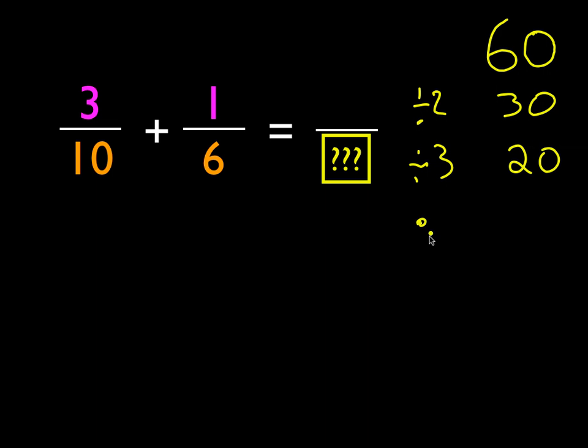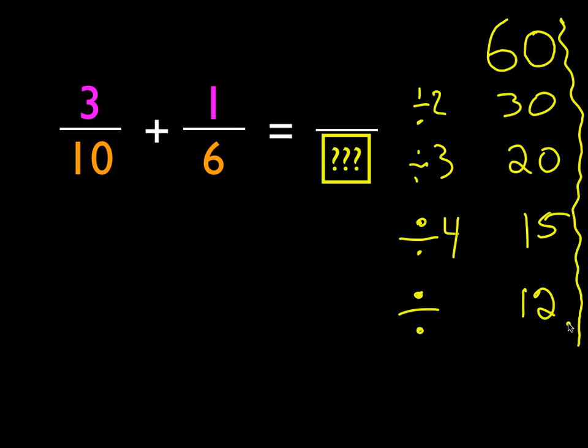And then we're going to divide it by 4. I might have to use a calculator, but that turns out to be 15. And then divided by 5, 60 divided by 5 is 12. Okay, so this is our list of potential least common denominators, starting with the one we're sure is good, but it might not be the lowest.